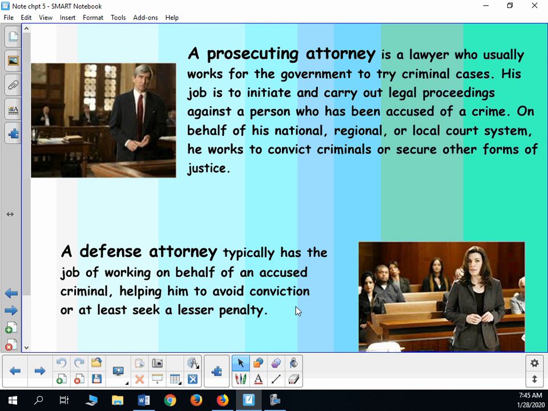The defense attorney then typically has the job of working on behalf of an accused criminal, helping them to avoid conviction or at least seek a lesser penalty.